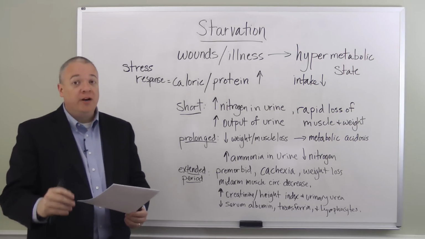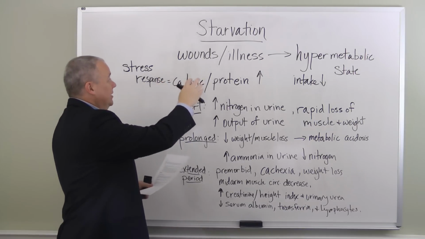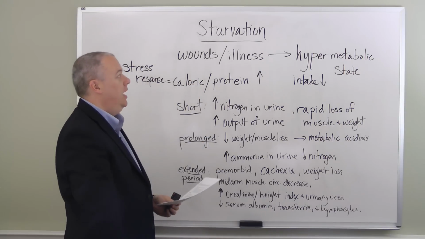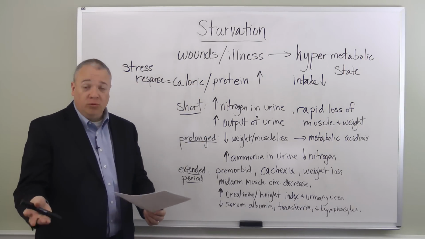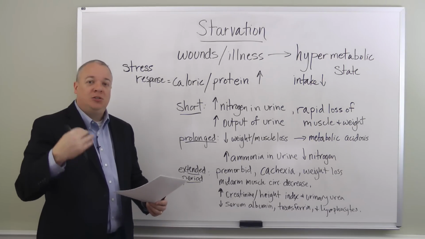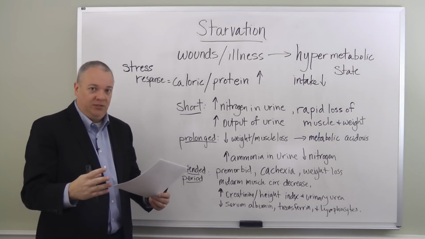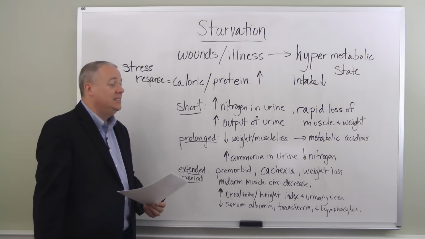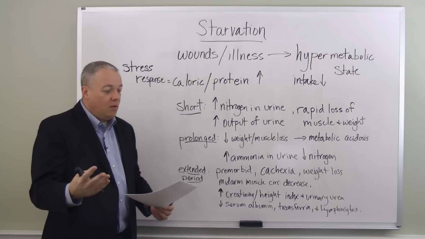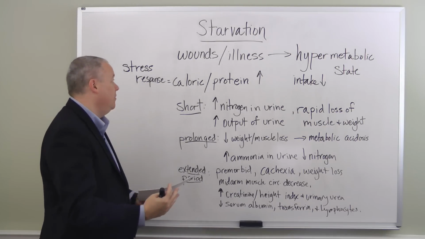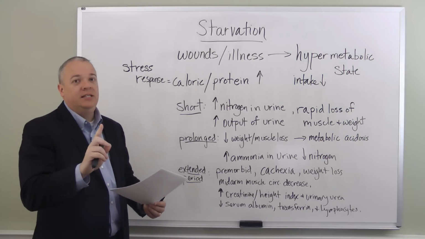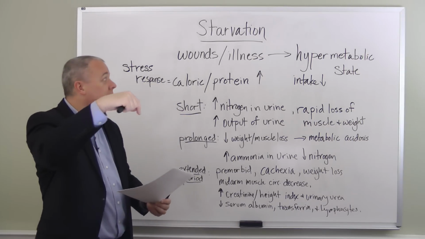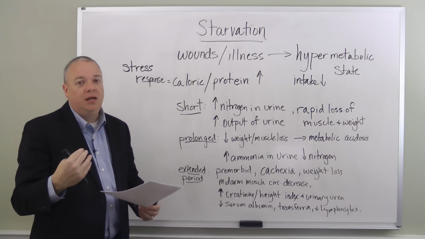So beginning with the triggers of starvation, wounds and illness really lead to a stress response, and that produces a hypermetabolic state. So this obviously isn't the only cause of starvation, but the body responds to a wound or to an illness by creating stress. In that stress response, the body enters a hypermetabolic state, which leads to an increase in the body's need for calories and protein, and yet at the same time, due to the wounds and illness, you get a decrease in the intake of calories and protein.